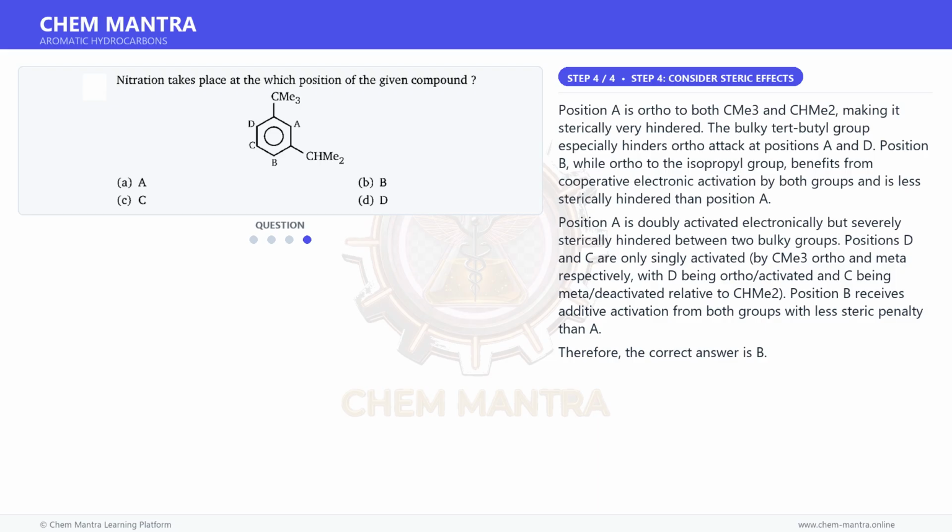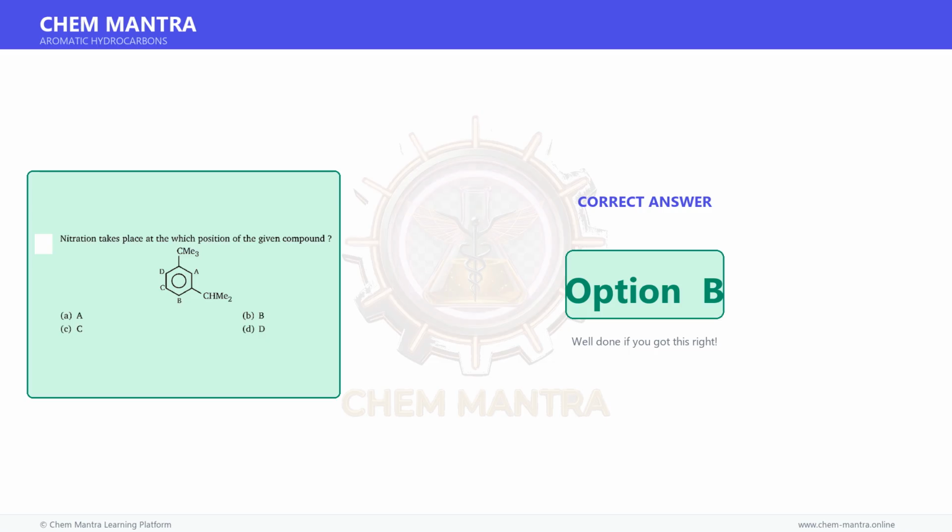Position B receives additive activation from both groups with less steric penalty than A. Therefore, the correct answer is option B.